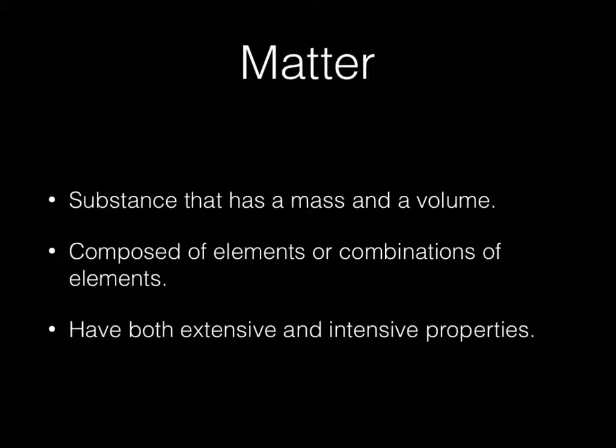First things first, you need to know the definition of matter, which I think I've mentioned in my previous videos. But matter is a substance that has a mass, which is a measurable quantity, and a volume, which also is a measurable quantity. Matter is composed of elements or combination of elements, known as compounds. And matter has both extensive and intensive properties. These properties basically give you what matter is and the different types of matter, because the properties of the matter tell you what matter is present.